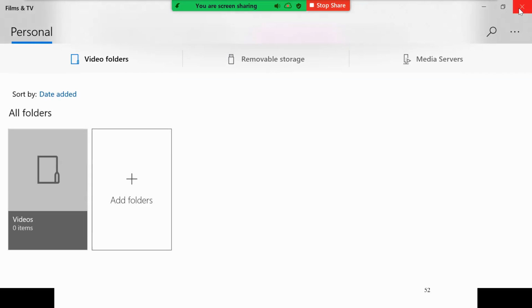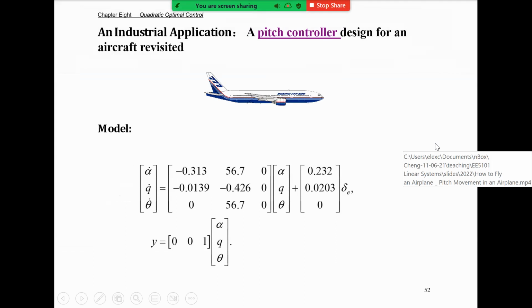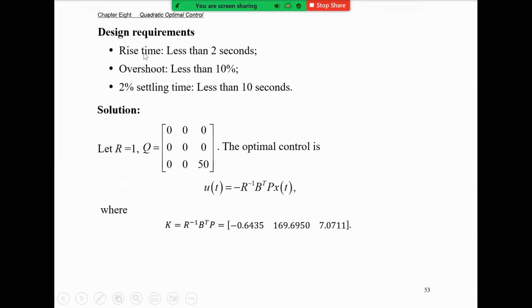You can see how the pilot manipulated the plane. Basically, they change the control surface of the elevator. Okay, here, those are the state variables. Previously we showed that the open loop is unstable. Right now, let's design the LQR.